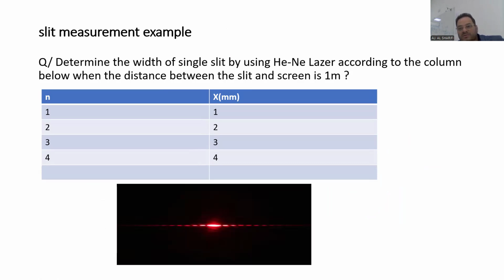I used it to generate laser diffraction by using a helium laser. That means its wavelength, you know it, is actually 630 nanometers. According to the column and x, the distance between the patterns below, the distance between the slit and the screen is 1 meter, that means 100 centimeters.